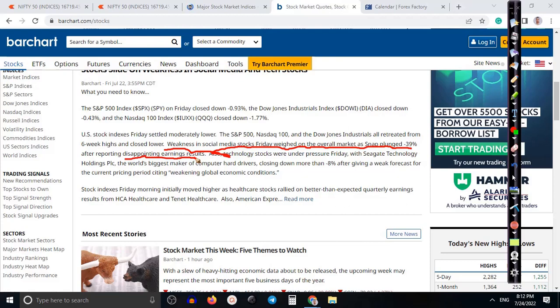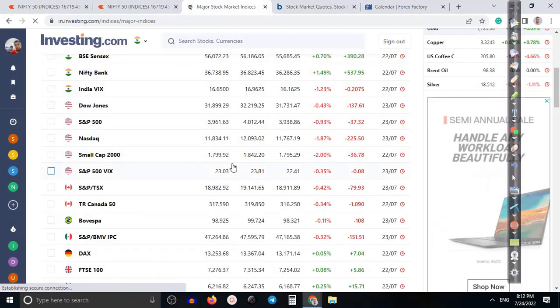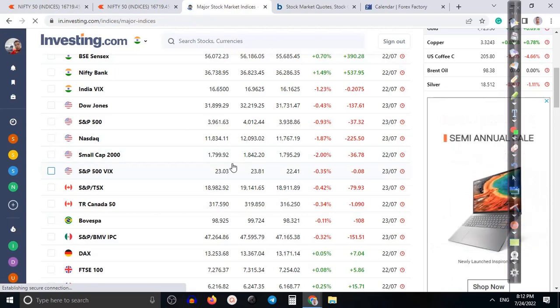And another technology stock, Seagate Technology PLC, the world's biggest maker of computer hardware drives, closed down by more than 8%. That is why the US market was negative, S&P 500, Nasdaq, whatever. So that is the cause they are negative.